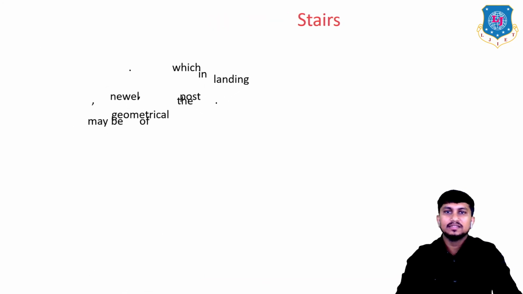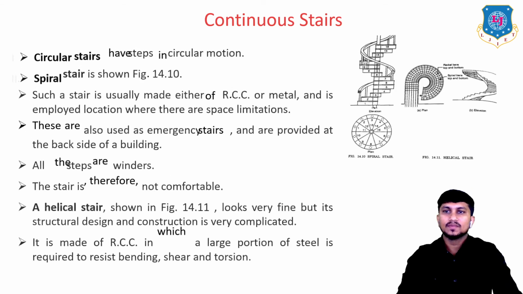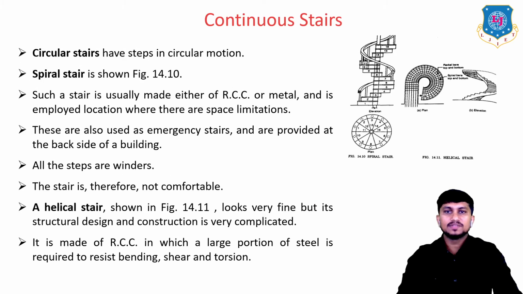Now let's see the last type of stair, which is continuous stairs. These are those which have neither any landing nor any intermediate newel post. They are therefore geometrical in shape. There are three types of continuous stairs: circular stairs, spiral stair, and helical stair. The circular stair has steps in circular motion. Spiral stair is exactly as shown in figure 14.10.